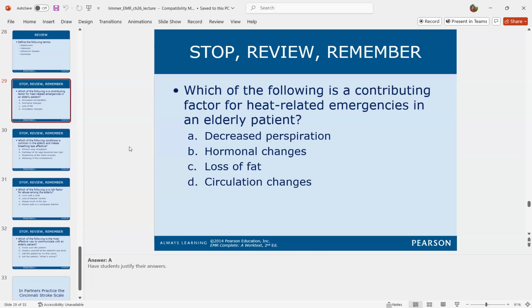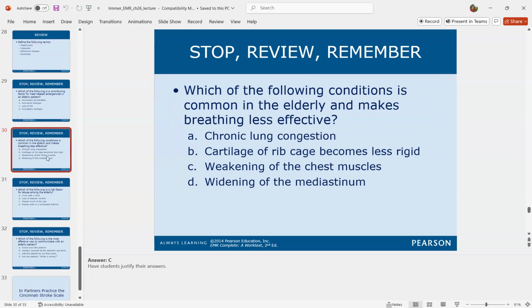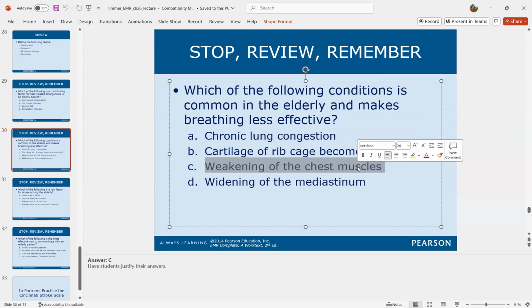All right, so which of the following is a contributing factor for heat-related emergencies in elderly patients? This one is a decrease in perspiration. They're not able to sweat anymore. Which of the following conditions is common in the elderly and makes breathing less effective? The chest becomes more rigid, and weakening of the chest muscles allows less air to get in and out.